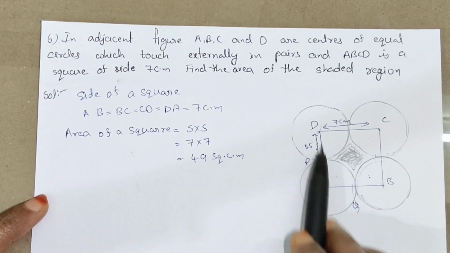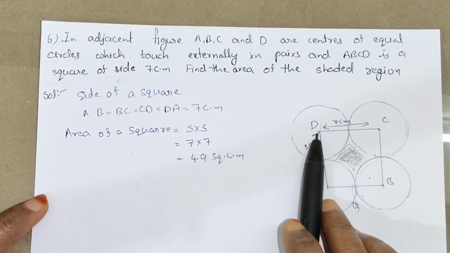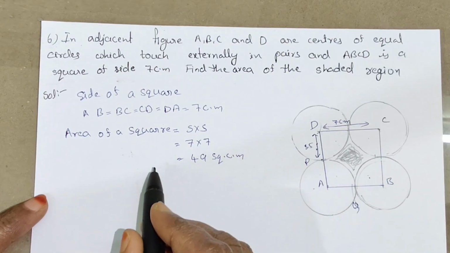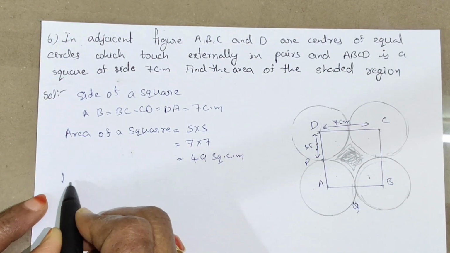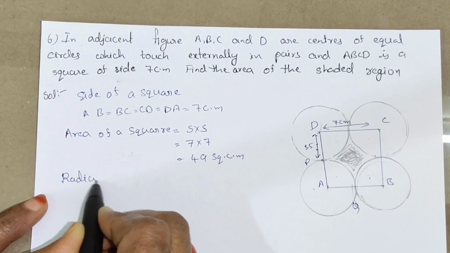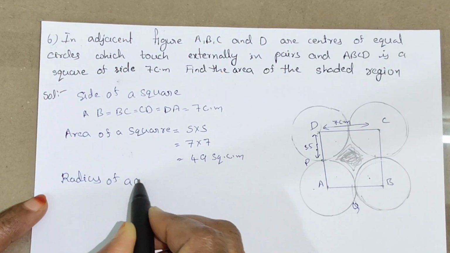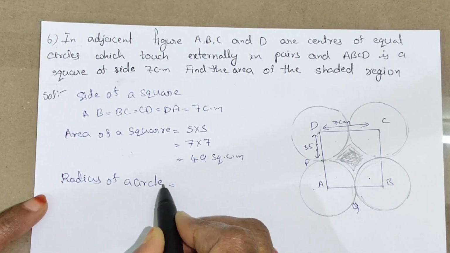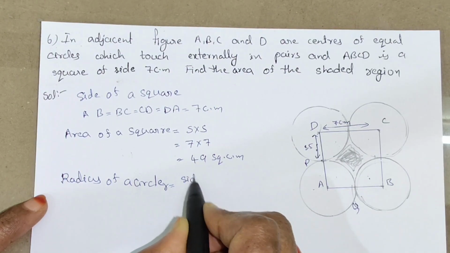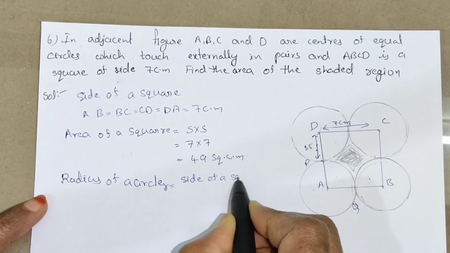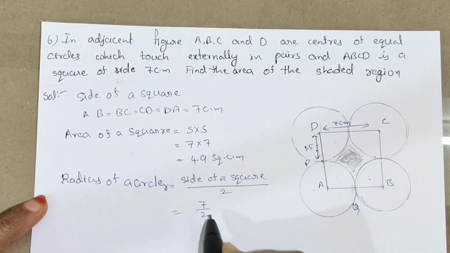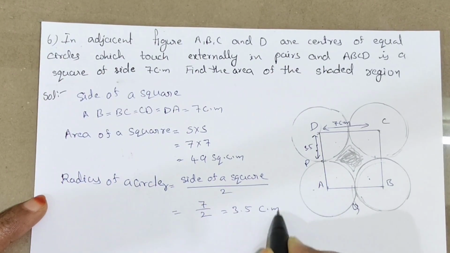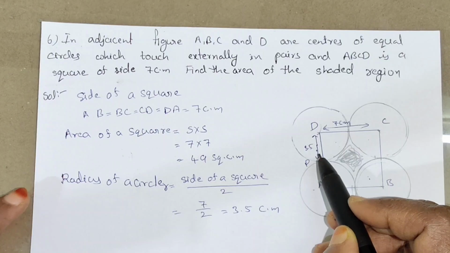Now we find the distance of A to P. A to P is the radius of a circle. Radius R is equal to the side of the square by 2, that is 7 by 2, which is equal to 3.5 centimeters. So 3.5 centimeters is the radius.